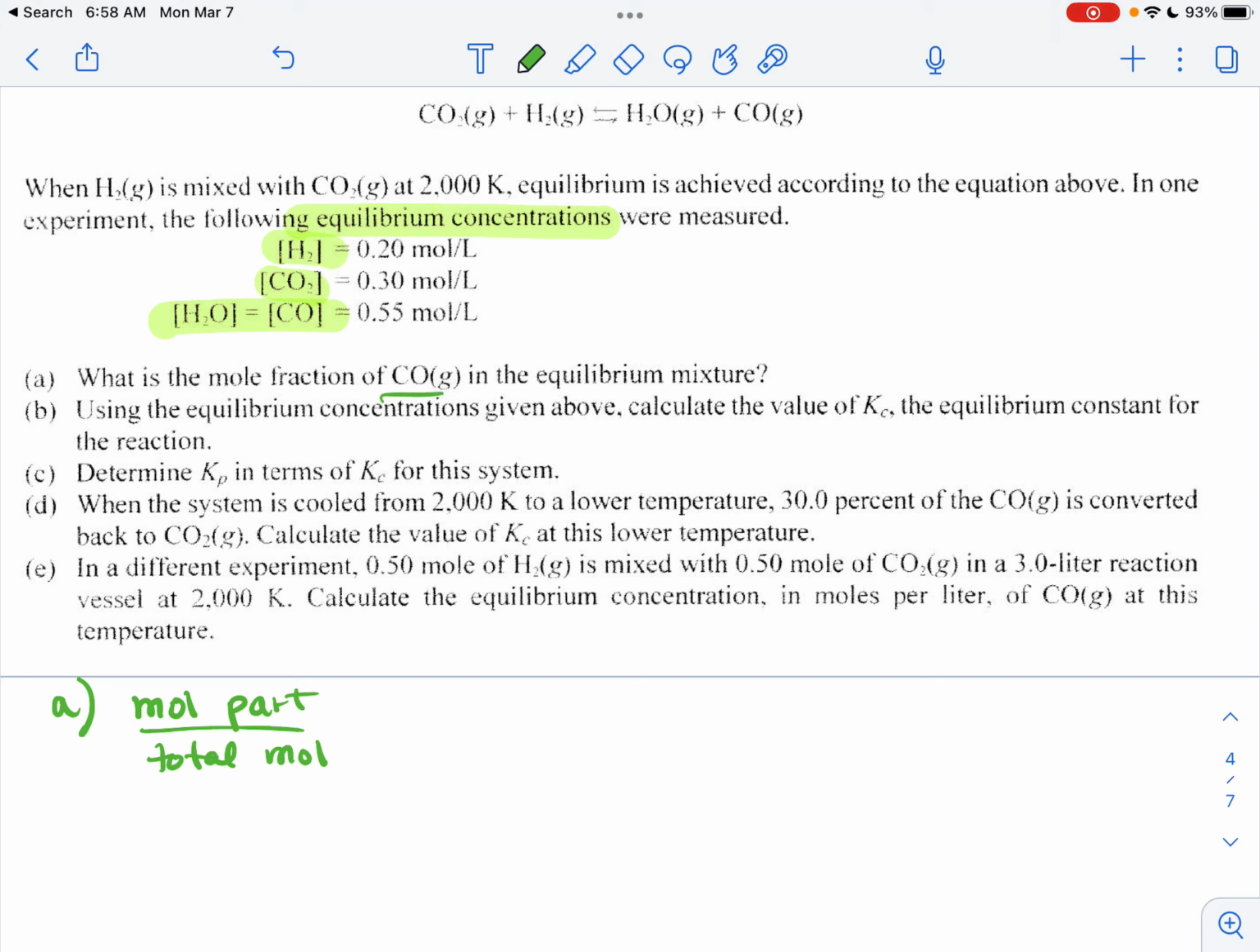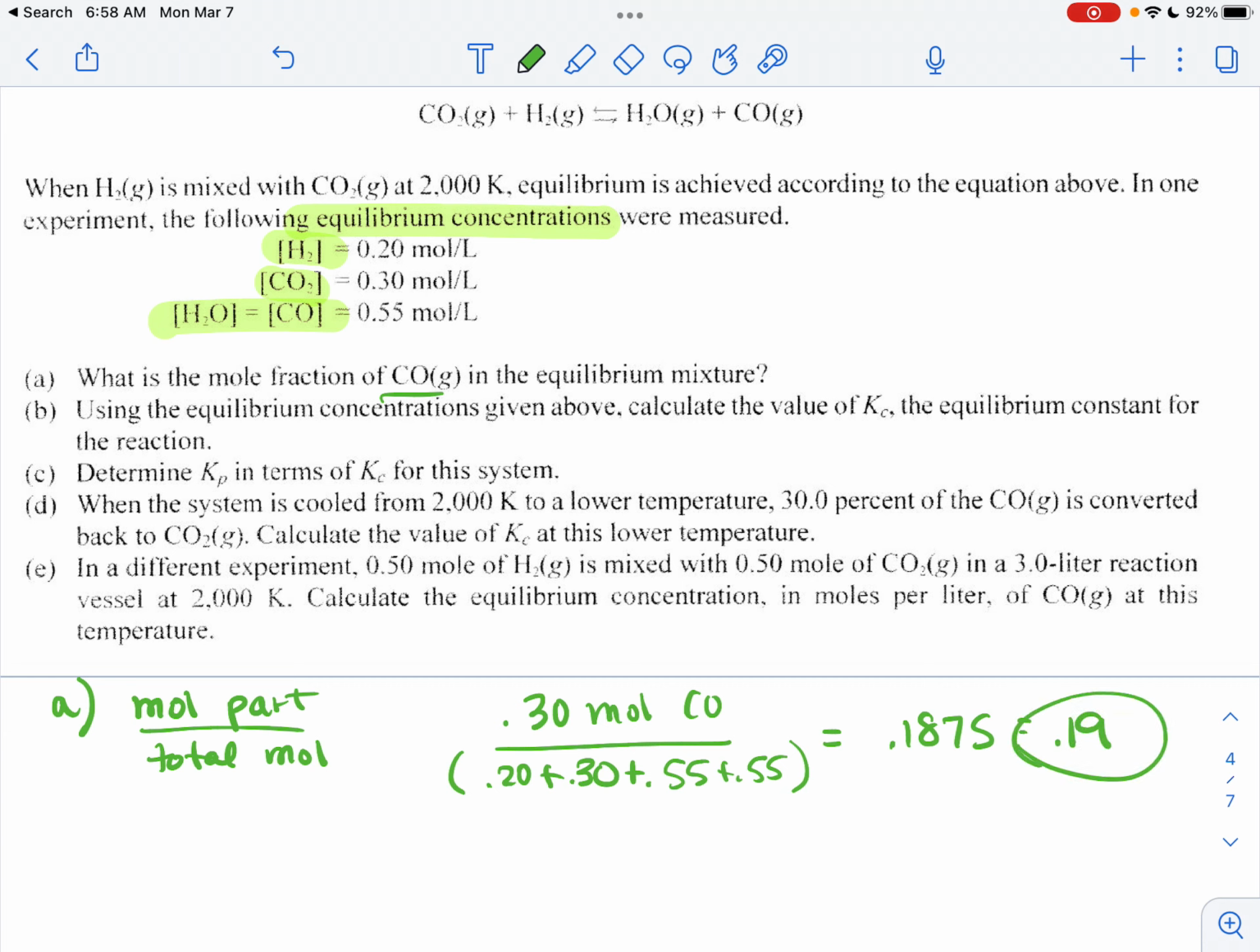So let's see what we need. They want the mole fraction of CO, so there's 0.30 moles of CO. And I need to add up the total moles, so that would be 0.20 plus 0.30 plus 0.55 plus 0.55, because there are two substances, the two products, that have 0.55 moles. I'm just going to solve for that really quickly, and that gives me 0.1875 or 0.19. Again, this is more just review. This is a question that started to pull in information from other places, so this is just pulling in a topic from before.